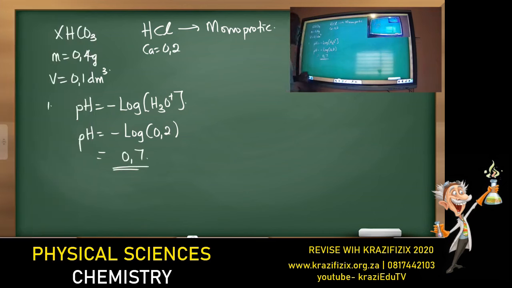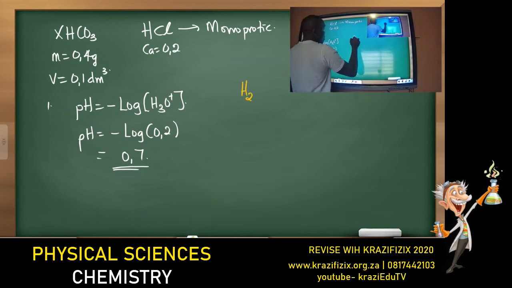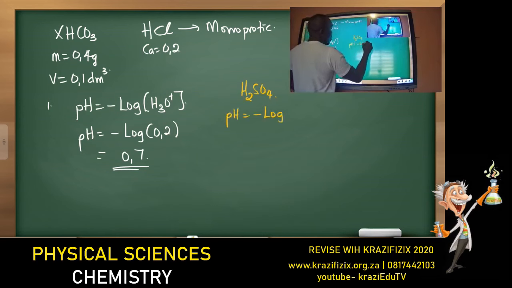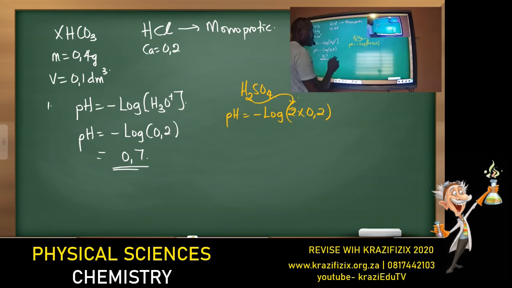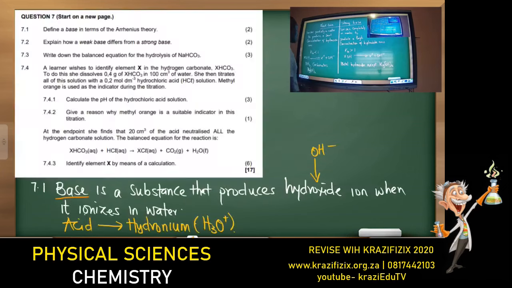Now, please take note. If it was something else like sulfuric acid, let's just do a crash course here. If I were to look for that, then my pH would be equal to negative log of 2 times 0.2. Please take note: diprotic, we have 2 moles there. So take note of that and then you get your answer. That was a good crash course there.